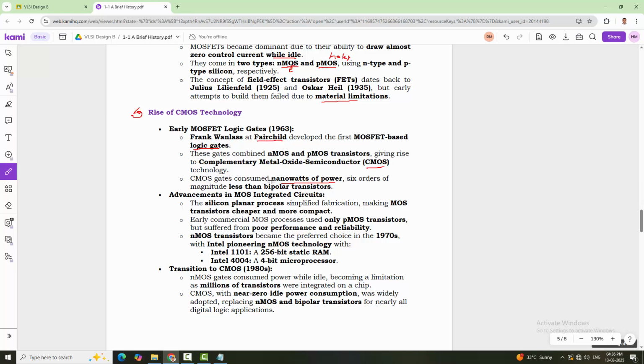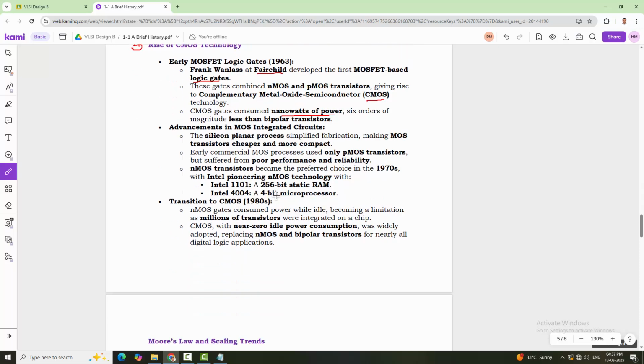So from here itself it is evident that CMOS consumes nanowatts of power, which is much better, 6-fold better than the bipolar junction transistors. Next is going to be the advancements in MOS integrated circuits. Here we used a process called a silicon planar process, which is an easy way to manufacture integrated circuits. It simplified the fabrication process, making MOS transistors cheaper and also more compact. Because of this, IC fabrication has become very simple.